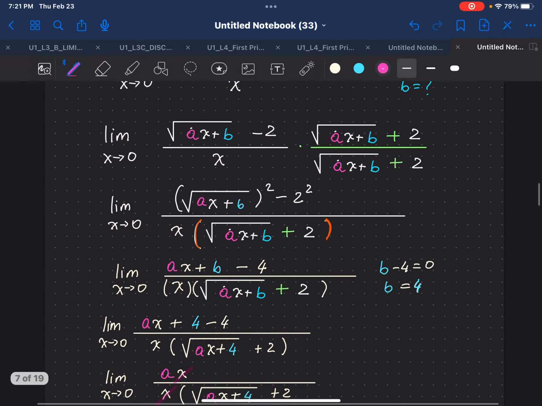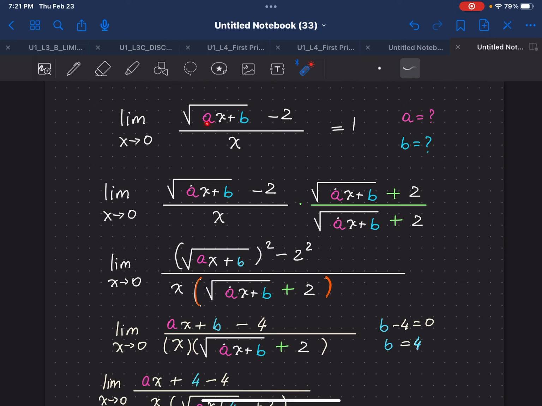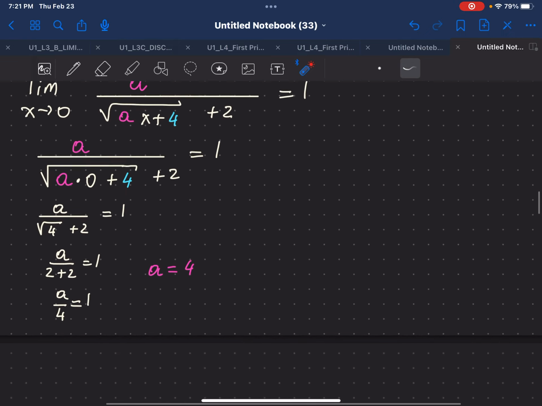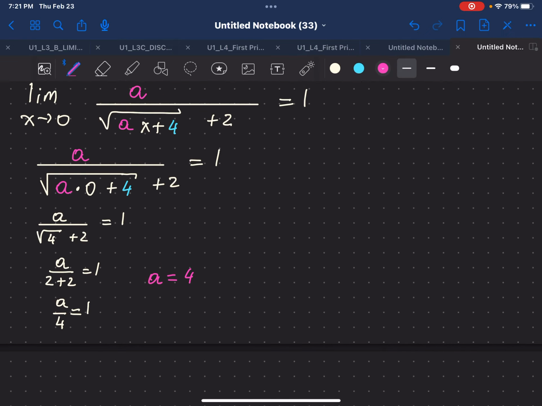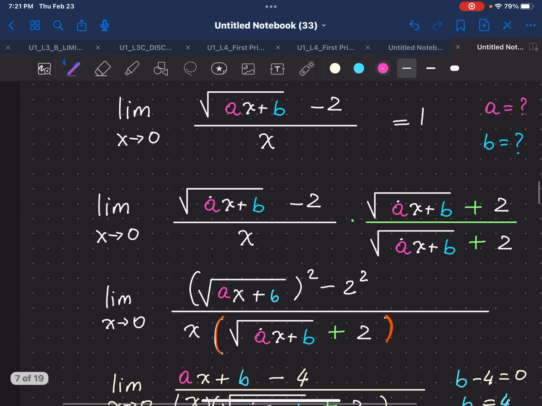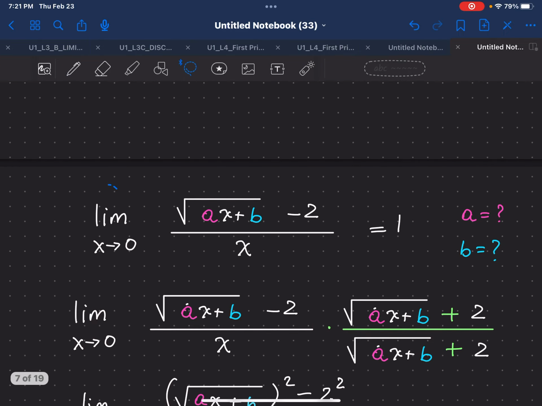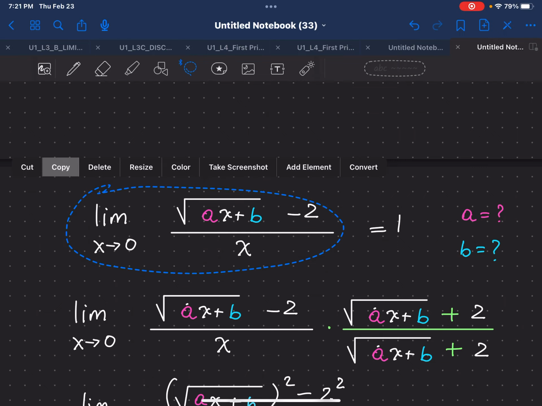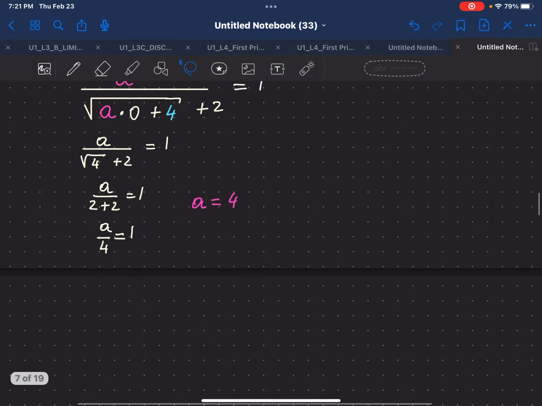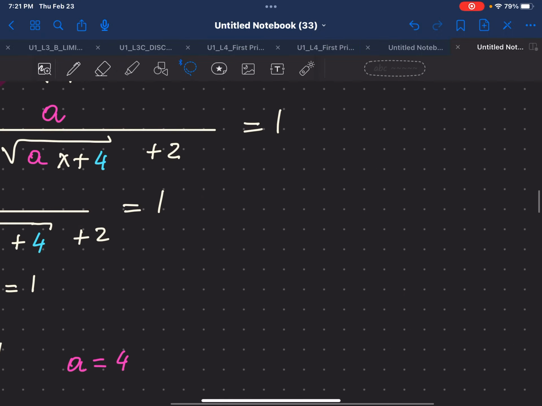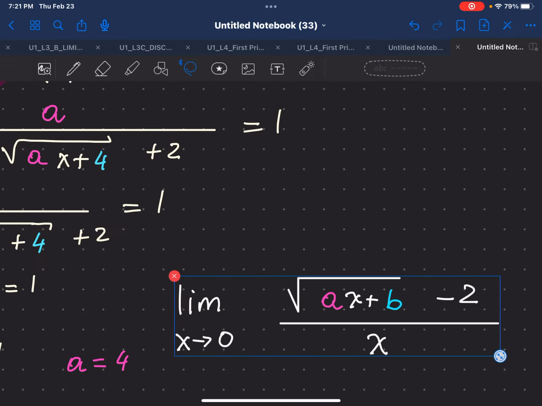Now, let's check and see, how did this work? So how did the value of a and b help this limit become 1? In other words, we're going to substitute the values of a and b into the limit. You know what I'm going to do? I'm just going to grab this limit here. And we'll substitute both values that we just found and celebrate our findings here. So here is our limit.